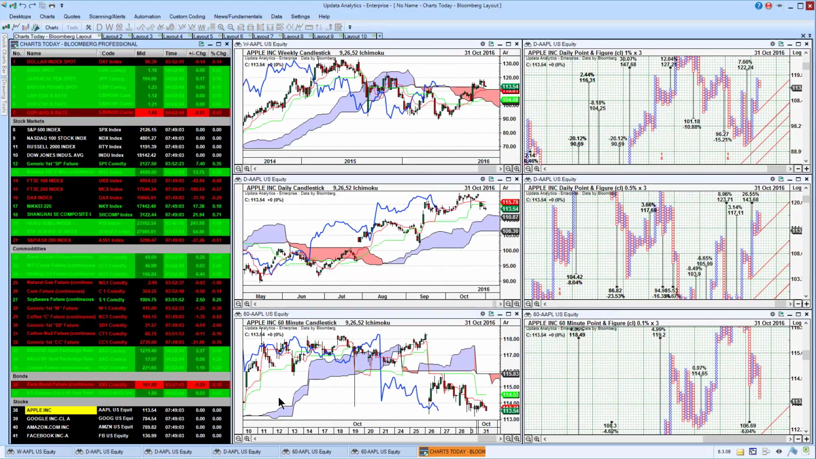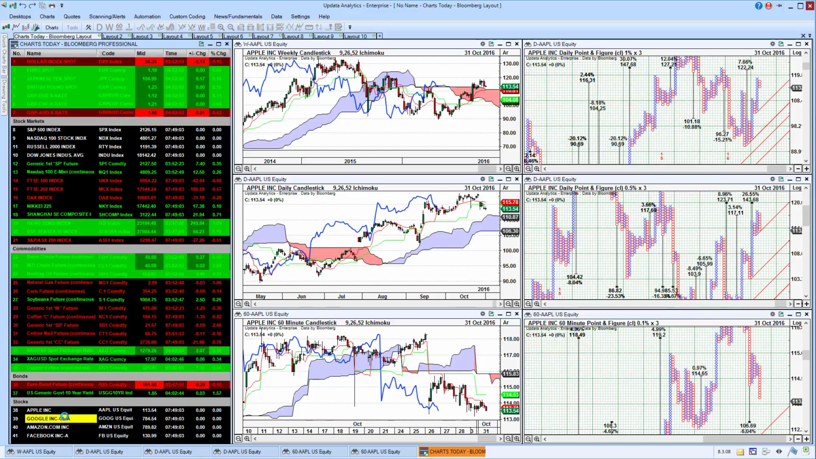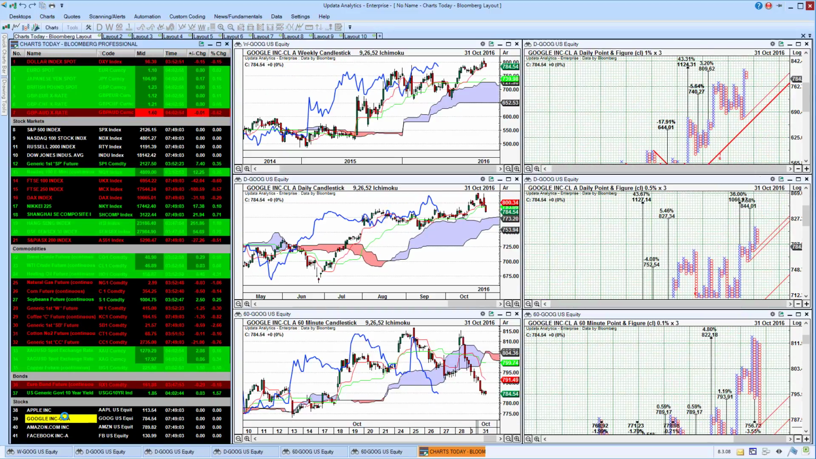Take a look at Apple. Bearish at the moment, below the cloud on the short term. Downside target of 106, that's about 6% downside, but only one target. We'd like to see multiple targets really. Google just heading back below the cloud as well. Quite a lot of volatility showing in this configuration here. So it looks great medium and long term.